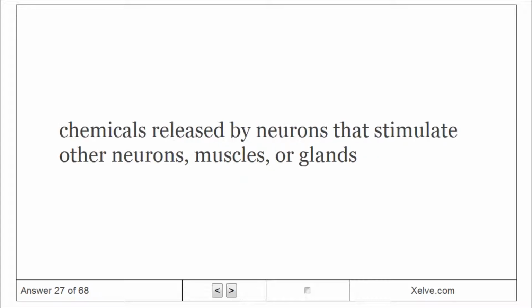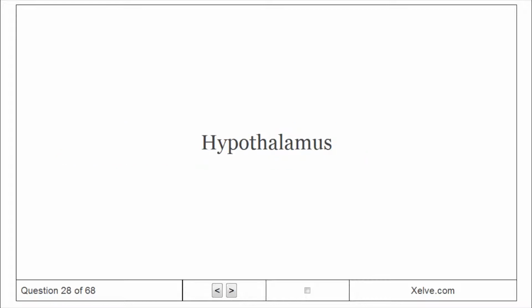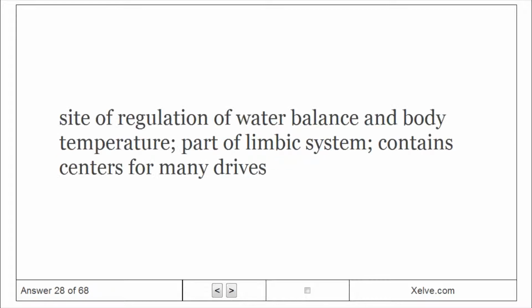Neurotransmitters. Chemicals released by neurons that stimulate other neurons, muscles, or glands. Hypothalamus. Site of regulation of water balance and body temperature, part of limbic system, contains centers for many drives.